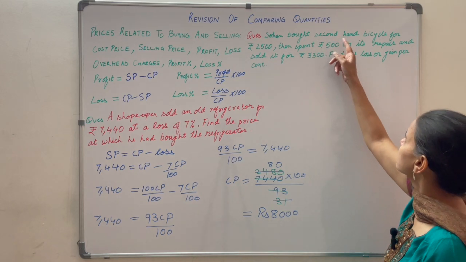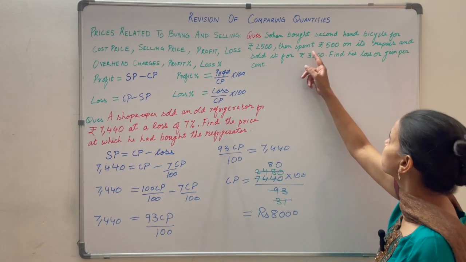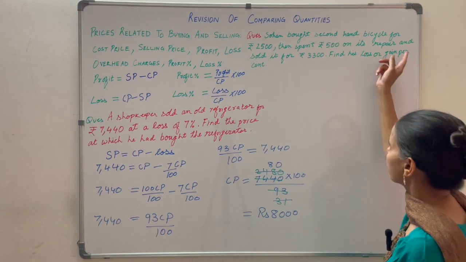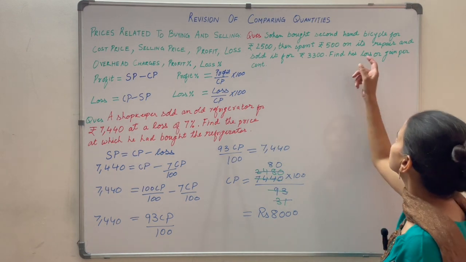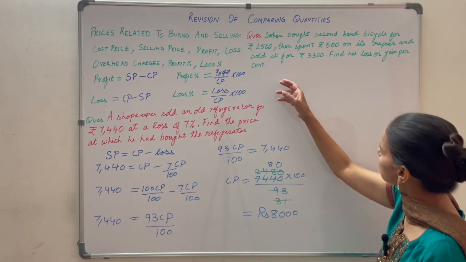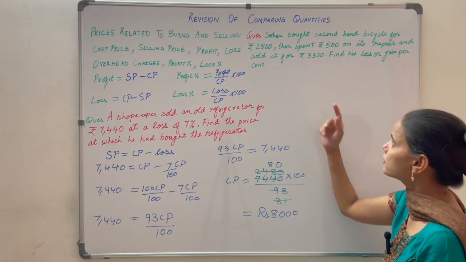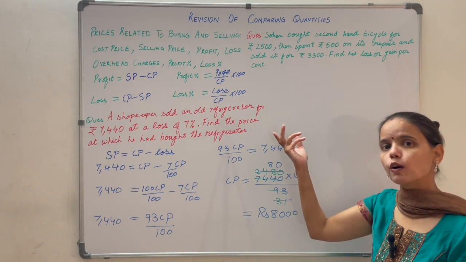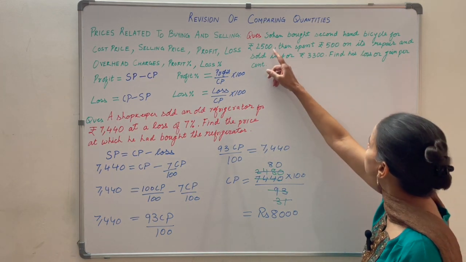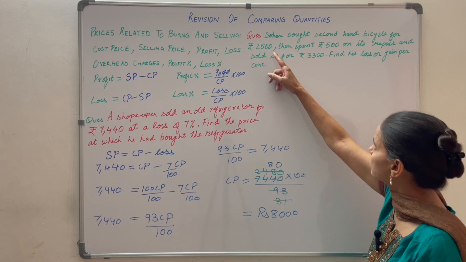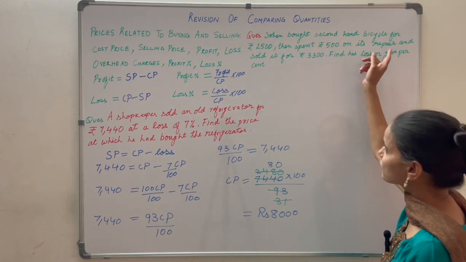Sohan bought a second-hand bicycle for rupees 2,500, then spent rupees 500 on its repair and sold it for rupees 3,300. Find his loss or gain percent. So you need to find out loss or gain percent. To find out that, first you need to find out whether it is a loss or a gain. So here they have given you the cost price of the bicycle. Apart from that, some amount, rupees 500, is spent on its repairs.